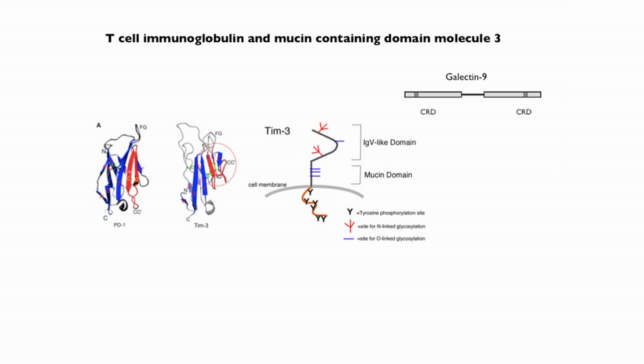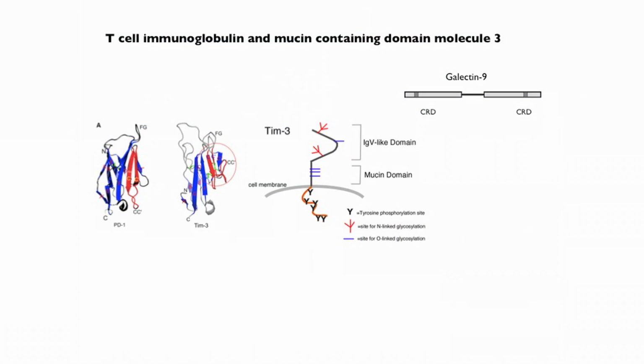The ligand for TIM3 is this protein called galectin-9, and it has two regions connected by a linker region, and these two regions are carbohydrate binding domains. So like most lectins, galectin-9 binds to any molecule that is glycosylated or has sugars on it. So galectin-9 probably binds through these CRD domains onto these glycosylation sites on TIM3.